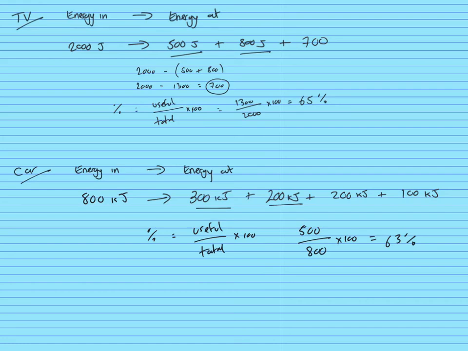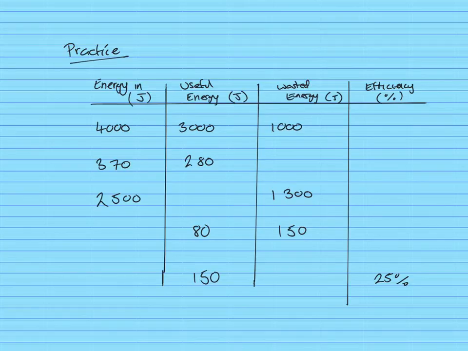This is what I'd like you to do. I would like you, under the subtitle of practice, to draw this table. You've got 3 lines coming down to give you 4 columns. And then in the first column, you've got energy in, which is going to be in joules, and useful energy, which is going to be in joules, wasted energy, joules, efficiency, which is a percent.